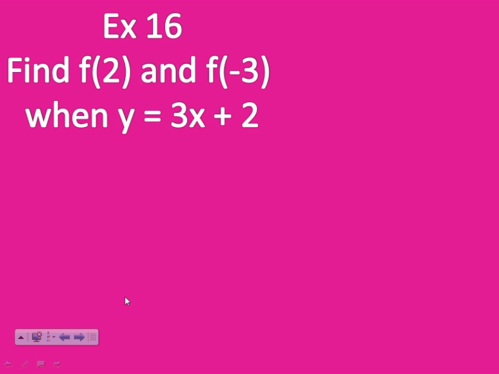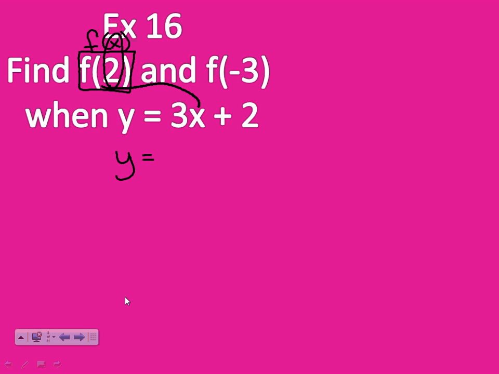Example 16. What we're going to do now is I'm going to ask you to evaluate some of these functions. So the question is they want you to find f at 2 and f at -3 when y equals 3x plus 2. Okay? There's a couple ways you can do this. The first way is, if this is f at 2, these functions are f at x. So what are they asking you to do? To plug 2 in for x, and f at 2 is the output you get when you plug 2 in for x. Does that make sense? So f at x.